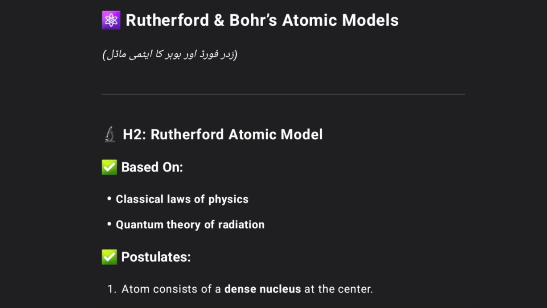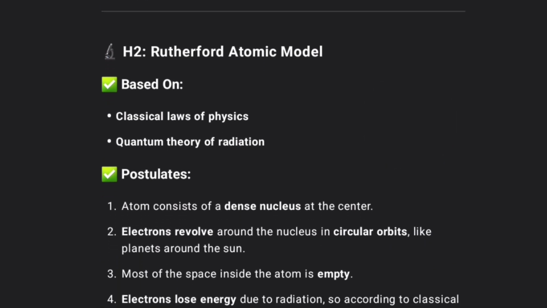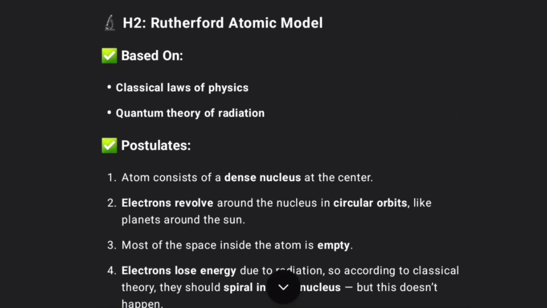Rutherford and Bohr's atomic models. The Rutherford atomic model is based on classical laws of physics. Postulates: 1. The atom consists of a dense nucleus at the center. 2. Electrons revolve around the nucleus in circular orbits like planets around the sun. 3. Most of the space inside the atom is empty. 4. Electrons lose energy due to radiation, so according to classical theory, they should spiral into the nucleus, but this doesn't happen.